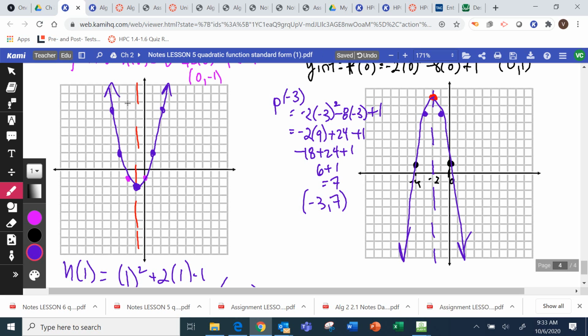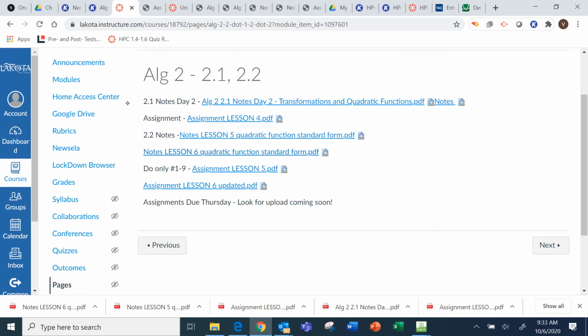So for your assignment today, we didn't get as far as I would have hoped. So you are just doing through lesson 5. It says do only 1 through 9. For lesson 5, do only 1 through 9. I will move lesson 6 to the next day. It's there temporarily. Okay, so you've got your lesson 4 and lesson 5 worksheets to work on. And then I'll put uploads for those soon as well.